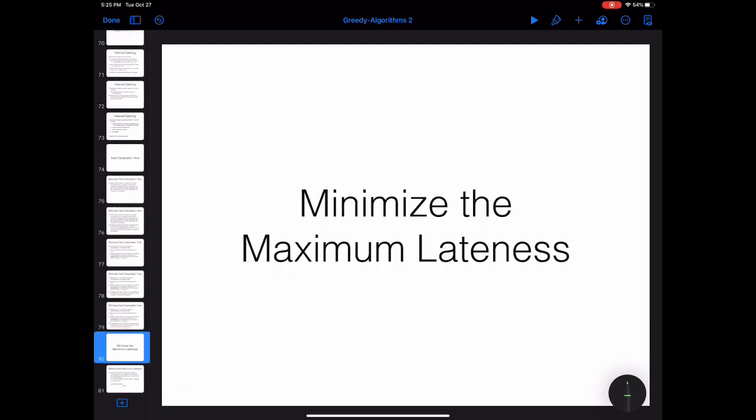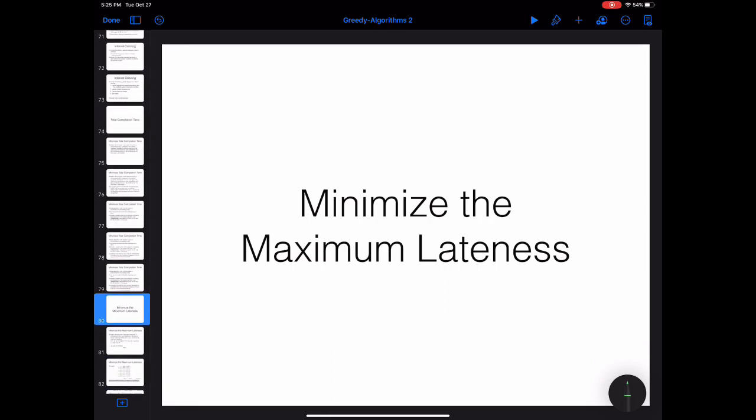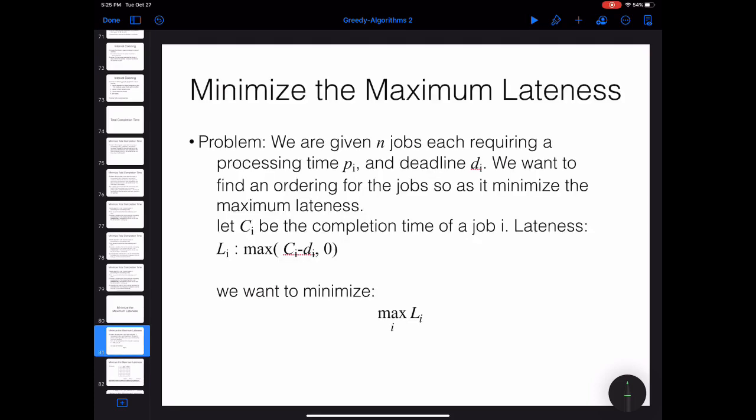So the next problem that I'm going to discuss is called minimize the maximum lateness. Again, this problem is about some jobs we are going to schedule.